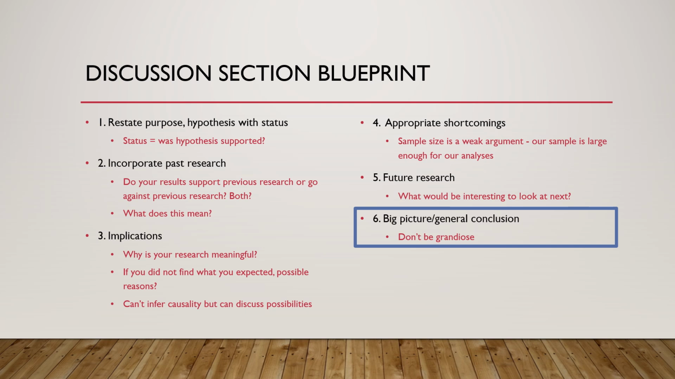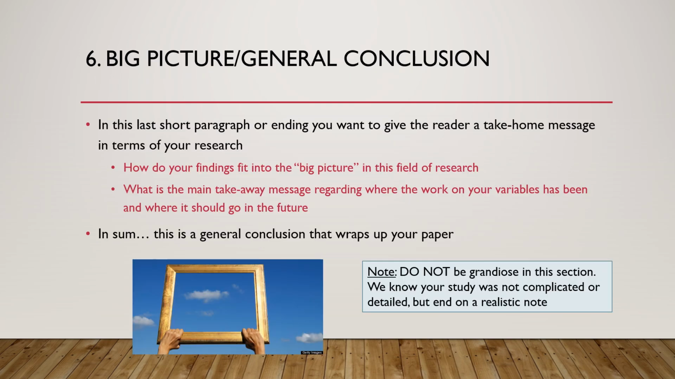Now, you don't want to be grandiose and talk about just how amazing your article was and how it answered everything we could ever want to know. That's just not true, and readers will know it. But you do want to wrap up your article, wrap up the purpose and the findings. So in this last short paragraph, it only needs to be a few sentences, you want to give the reader a take-home message in terms of your research. How do your findings fit into a big picture in the field of research that you've talked about? What's the main takeaway message and where should it go in the future?